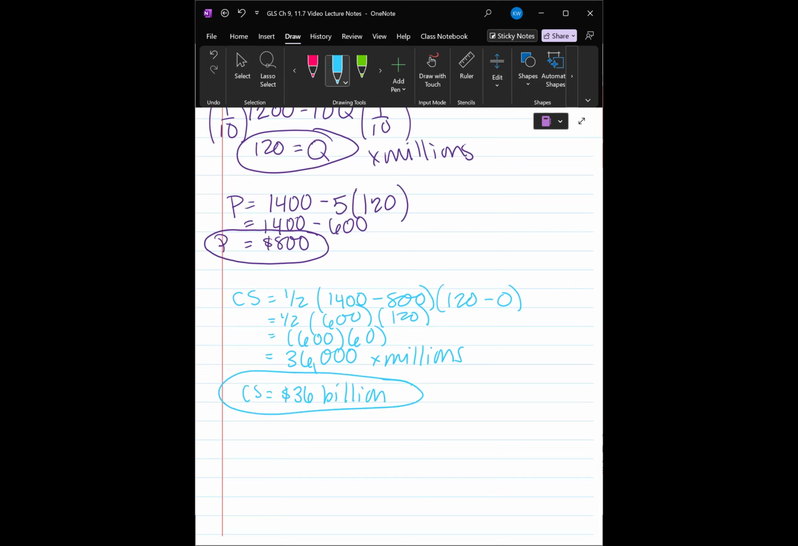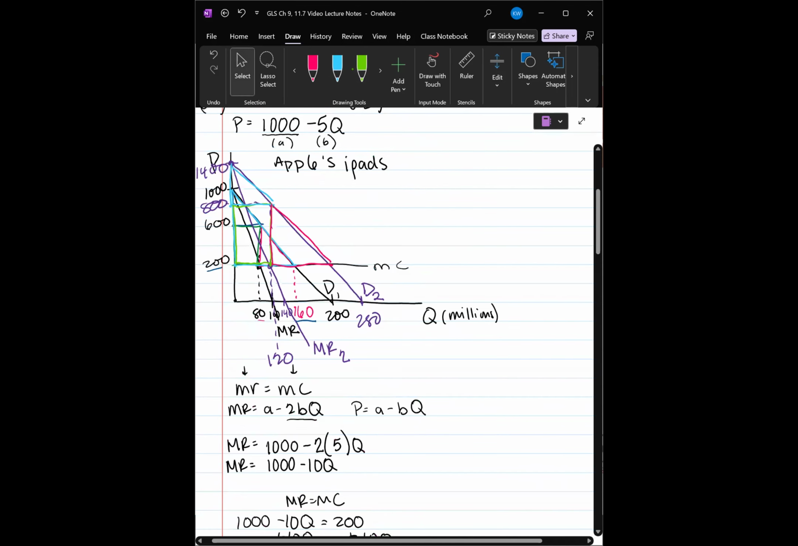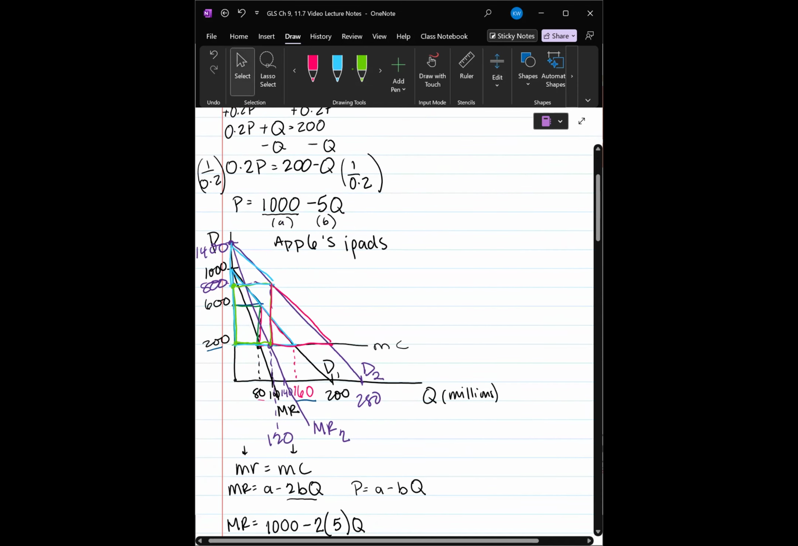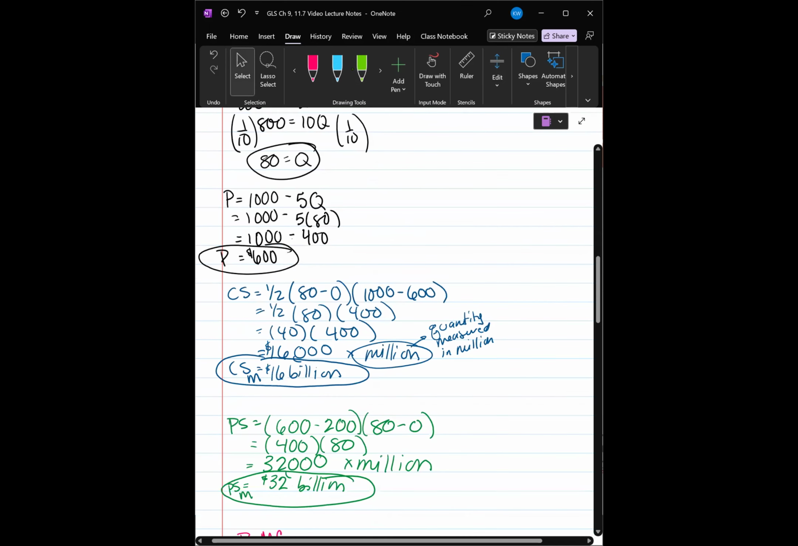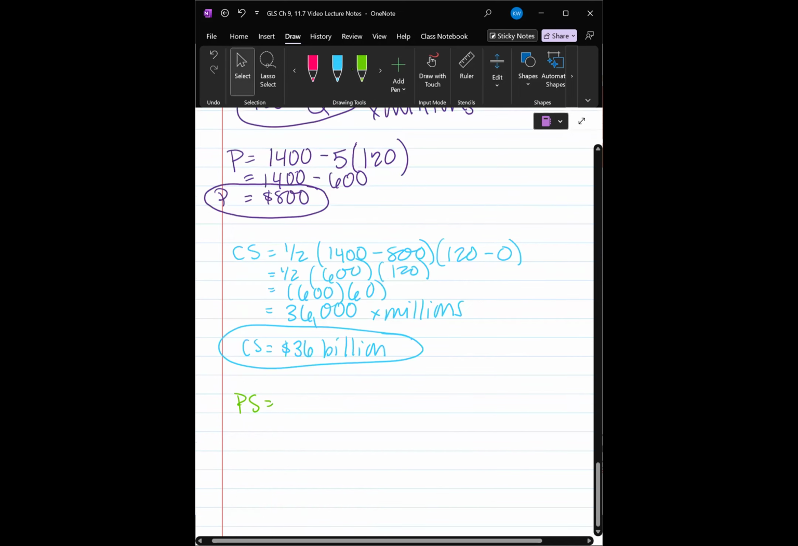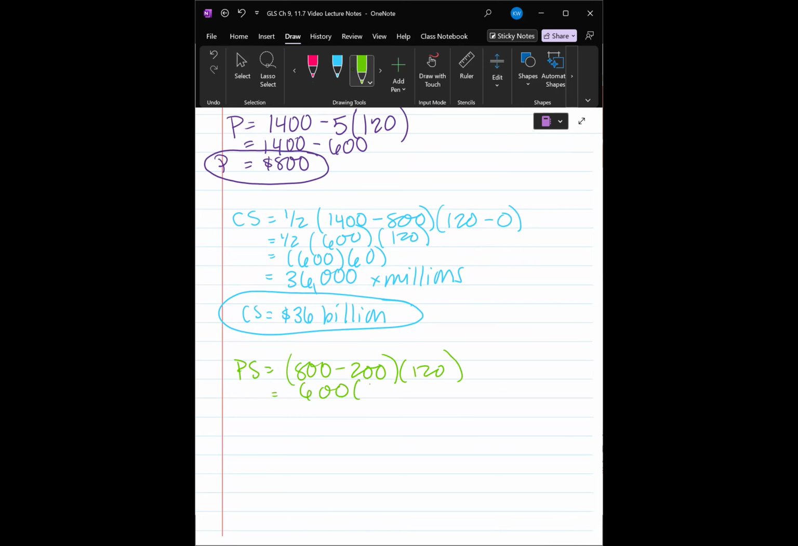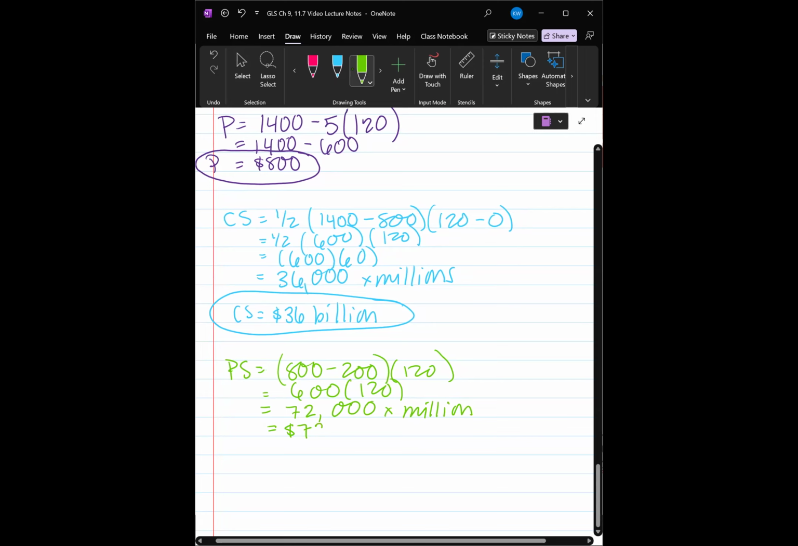for consumer surplus. Producer surplus is going to be the area of our larger green rectangle. It's going to be the difference between the price that consumers now pay and the firm's marginal cost times the amount traded, which is now 120. So we'll have producer surplus equal to 800 minus 200 times 120. So that gives us 600 times 120, right? And that's going to give us 72,000 times 1 million, since quantity is measured in millions, which means that we get $72 billion for producer surplus.